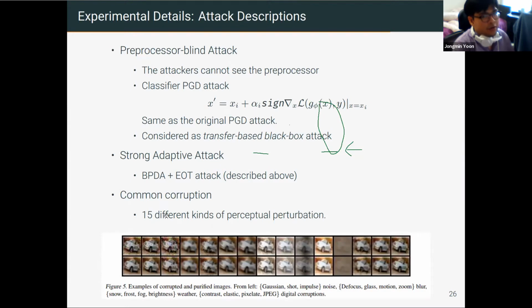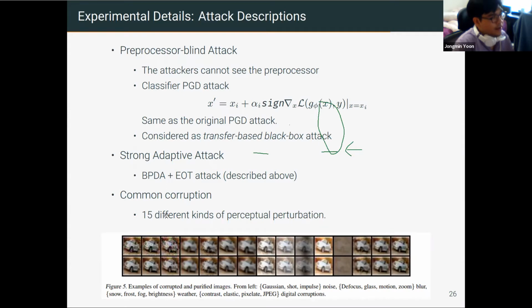Then we show the full results of our experiments for various kinds of attacks, and we describe the attacks. The first one is the preprocessor-blind attack, where the attacker does not see the preprocessor, and we take the classifier PGD attack, which is the same as the original PGD attack. It only attacks the classifier and ignores the purification network. This is considered a transfer-based black box attack because our purification network is considered a black box.